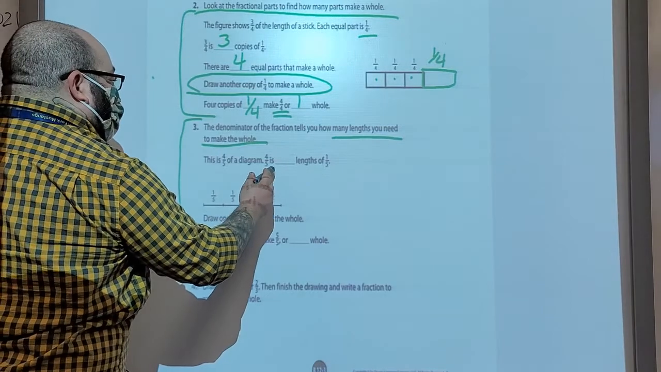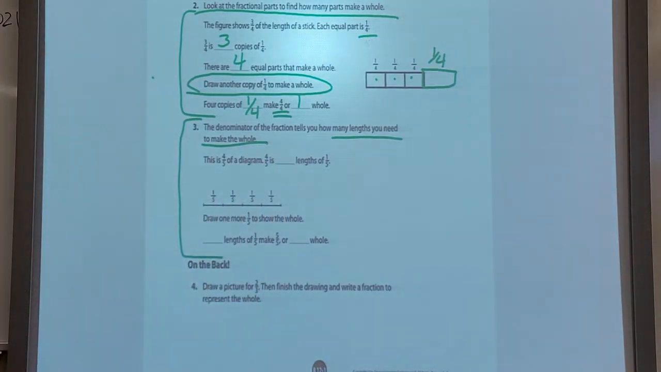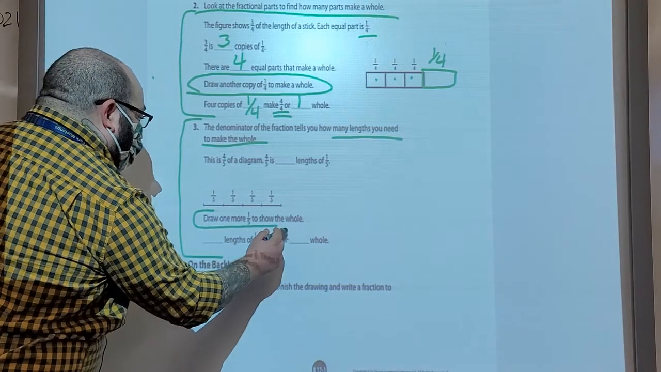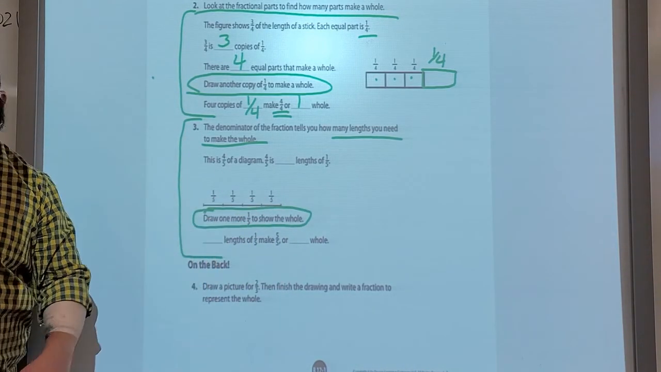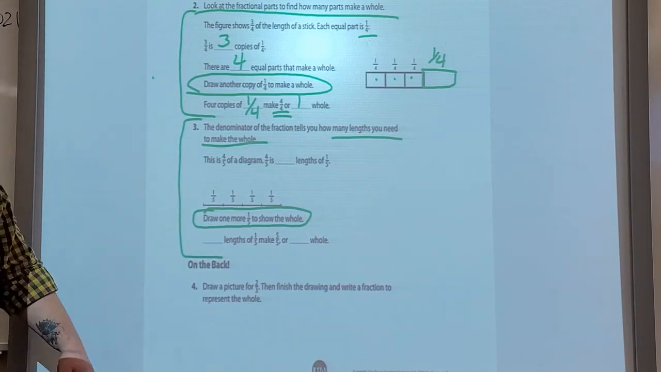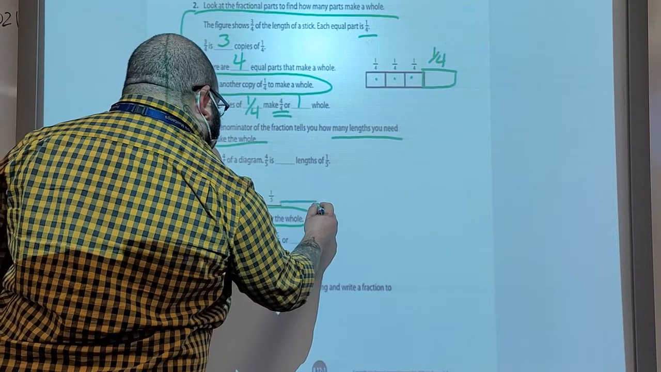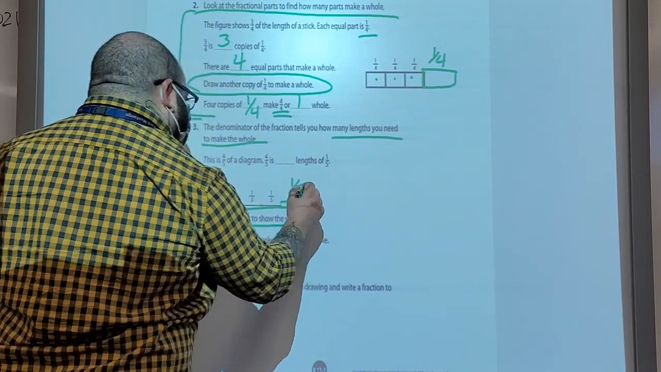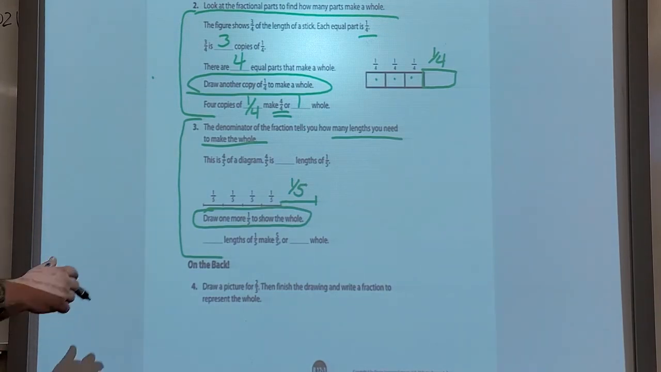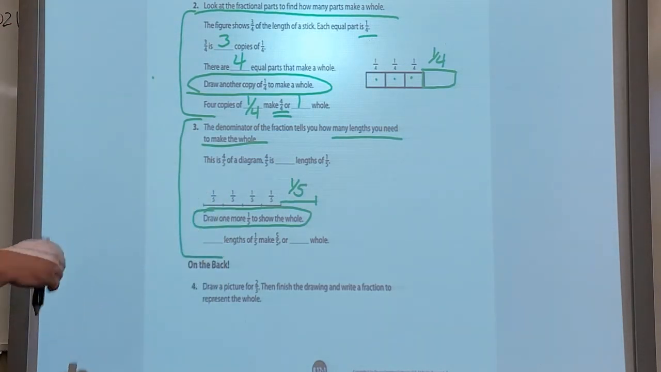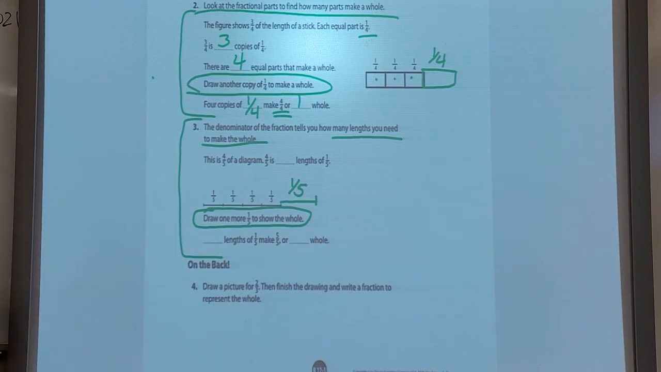This is 4/5 of a diagram. 4/5 is blank lengths of 5. But it also says, if you look down, draw one more 1/5 to show the whole. Because if you count them, you only have 1, 2, 3, 4 fifths. So that can't work because you need another part right here, right? Another 1/5. Because if you only had 4 parts, then it would have been 1/4. But it says 1/5. The 5, the denominator, tells us we need to have 5 parts, right? So let's go back up. This is 4/5 of a diagram. 4/5 is blank lengths of 1/5.